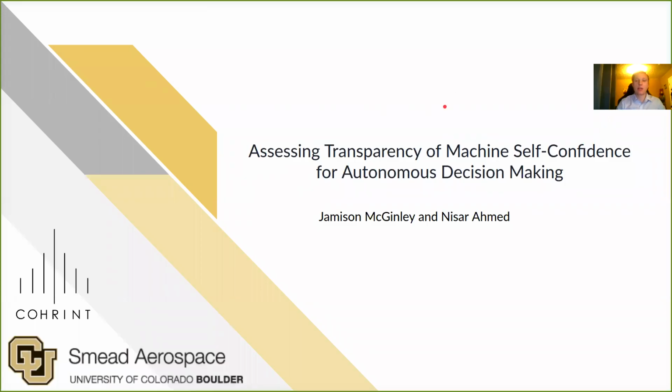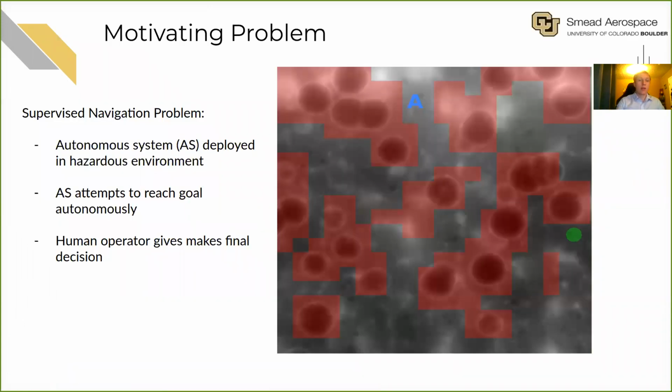Hi, my name is Jameson McGinley, and today I'm going to be discussing assessing transparency of machine self-confidence for autonomous decision-making. So the motivating problem that we're going to be using here is the supervised navigational problem.